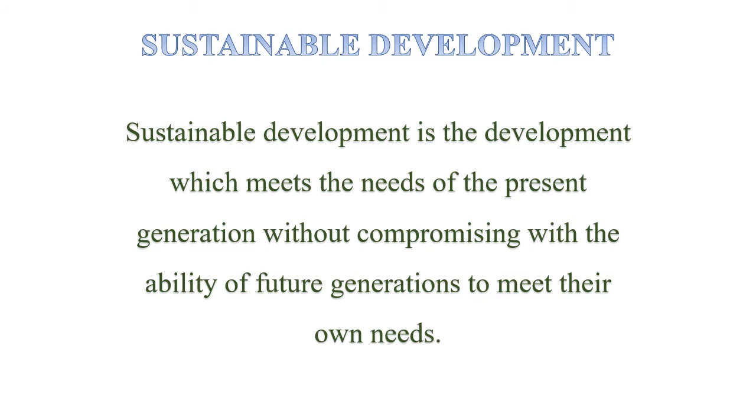In a nutshell, it just says that whatever needs we have right now, we should fulfill those needs using the natural resources available in the environment, but we should not destroy those natural resources. As such, our future generations cannot meet their own needs. That means we should meet our needs without destroying the chances of our future generations to meet their own needs. So that is sustainable development, developing the present generation without compromising the ability of future generations to develop themselves.